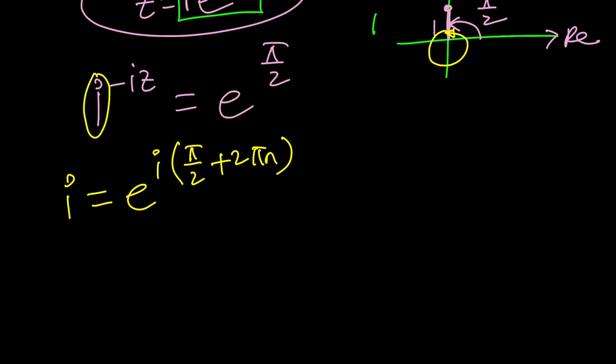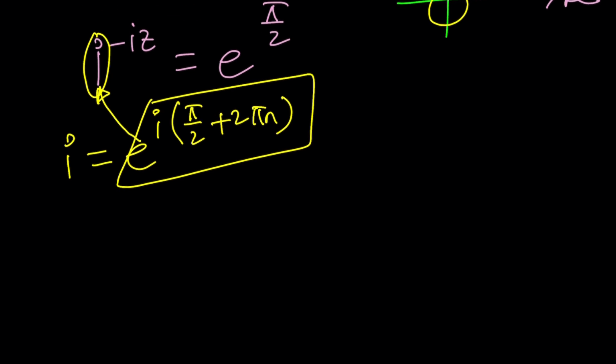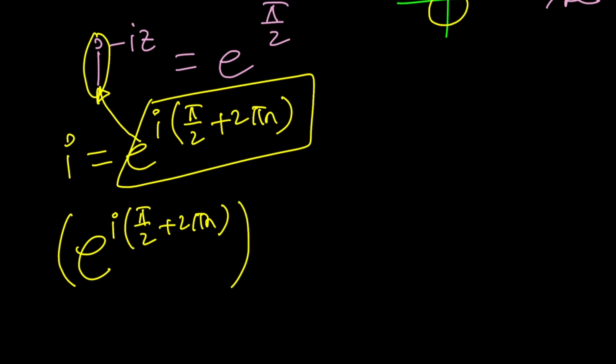So now let's go ahead and replace that i with this whole thing. Okay? Not just e, but the whole thing. That becomes the following. e to the power i times pi over 2 plus 2 pi n. And then this will be raised to the power negative iz equals e to the power pi over 2.